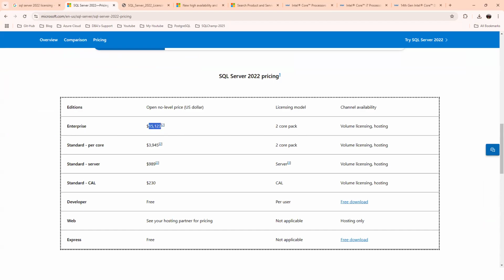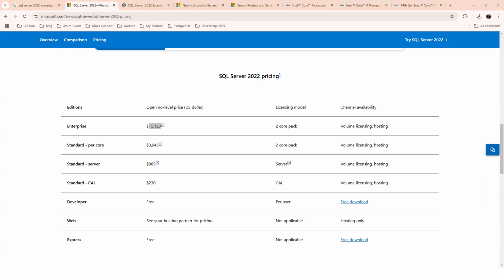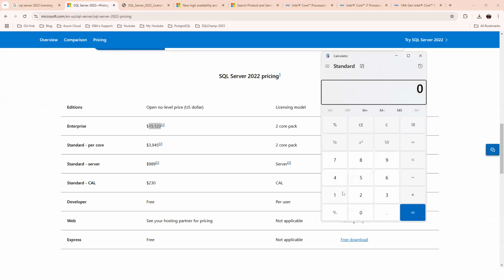$15,123. So if you open the calculator, how much is Microsoft going to charge for 2 cores? If I go for 1 core, for example, divided by 2, $7,561 Microsoft is charging. If you convert into Indian rupees, $1 equals 80 rupees in India, right? So almost 6 lakhs Microsoft is charging for 1 core. That is how the license cost is very high.